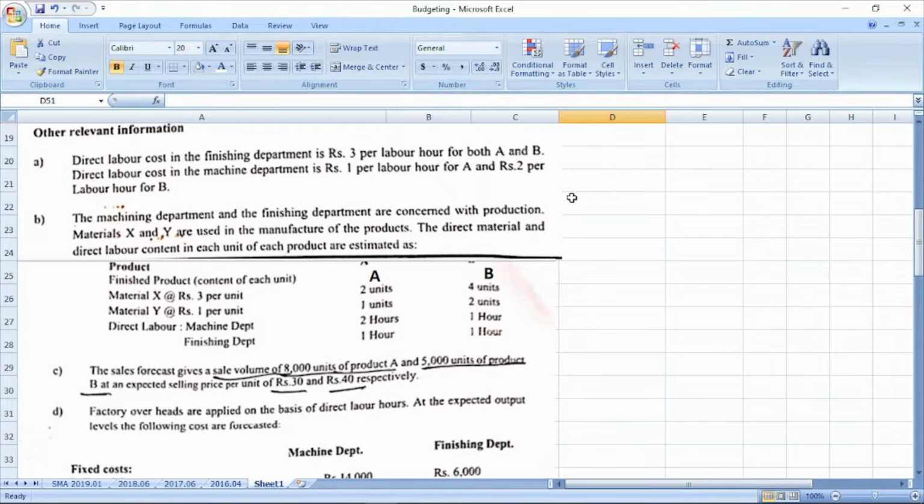Materials X and Y are used in the manufacture of the product. The direct materials and direct labor content in each unit of each product are estimated as follows. Material X at 3 rupees per unit: for product A we need 2 units and for B 4 units. Material Y at 1 rupee per unit: 1 unit for A and 2 units for B. Direct labor, machine department: 2 hours for A and 1 hour for B, and finishing department: 1 hour for A and 1 hour for B.